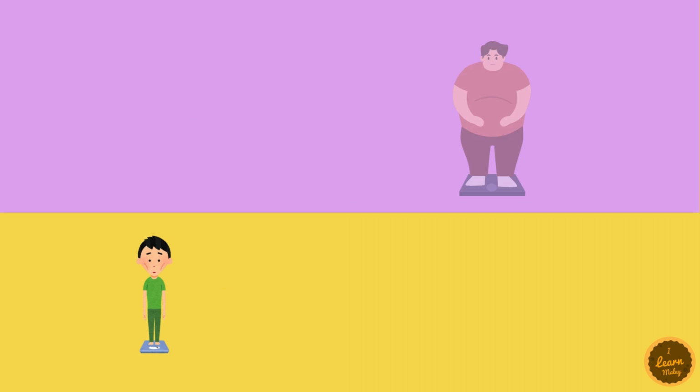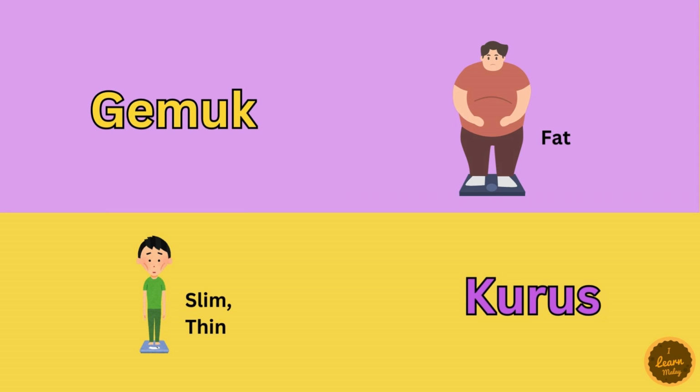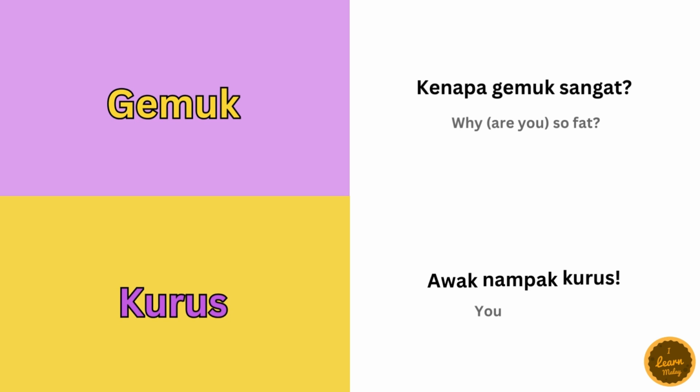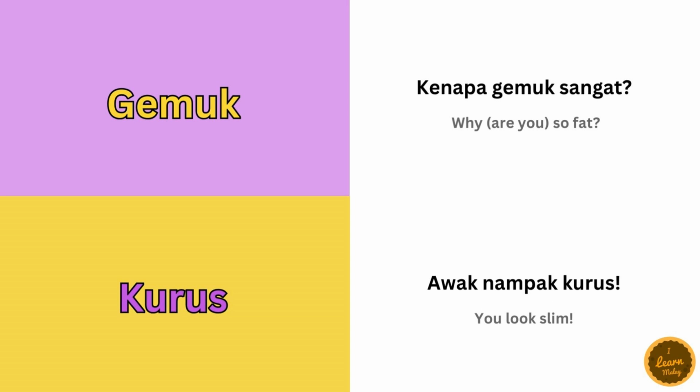The next pair of opposite words are gemuk, kurus. Gemuk means to be fat and kurus to be slim or thin. Kenapa gemuk sangat? Why are you so fat?